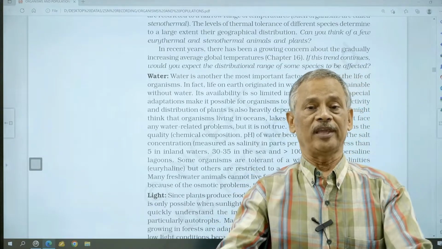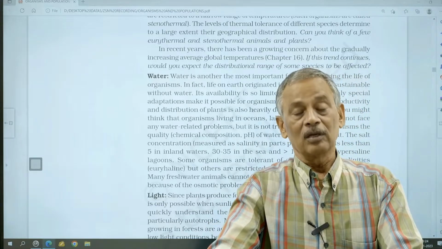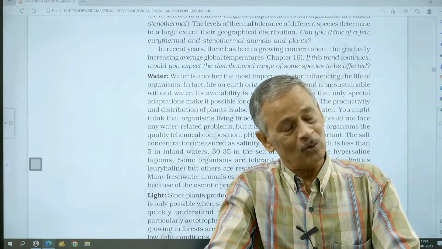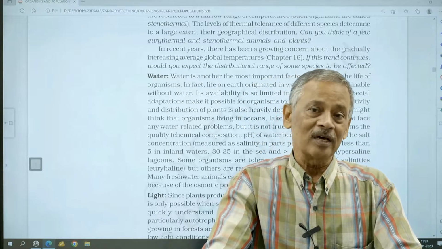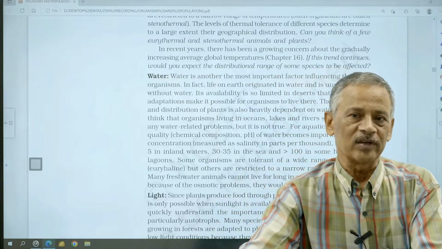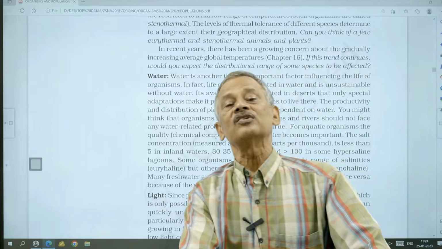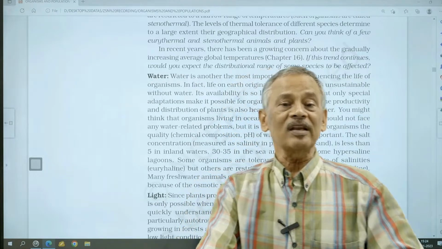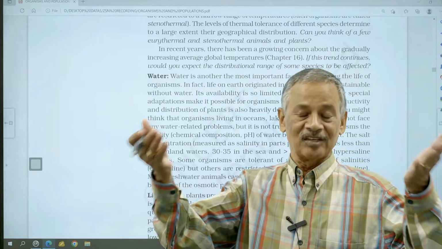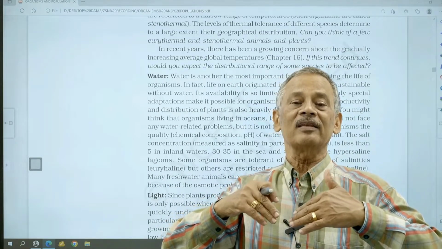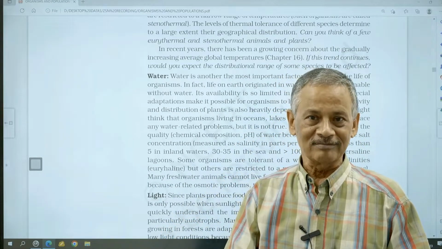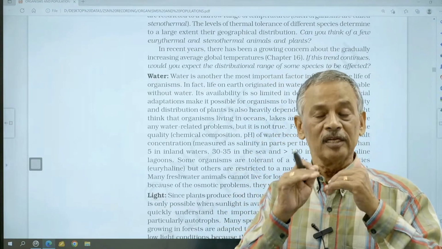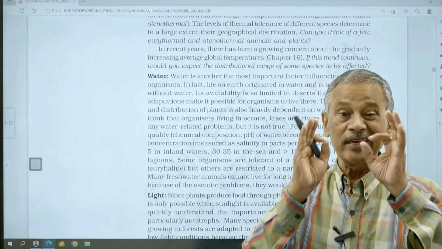Well, don't think that aquatic animals have no problem with water. No. Water is a universal solvent. So a large number of salts are dissolved in it. And when water gets into the body, along with that, salts also get in. Okay. So the amount of water and salt in the body is to be maintained constantly.